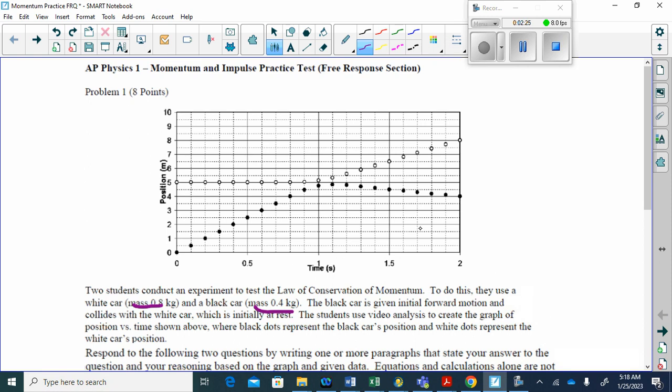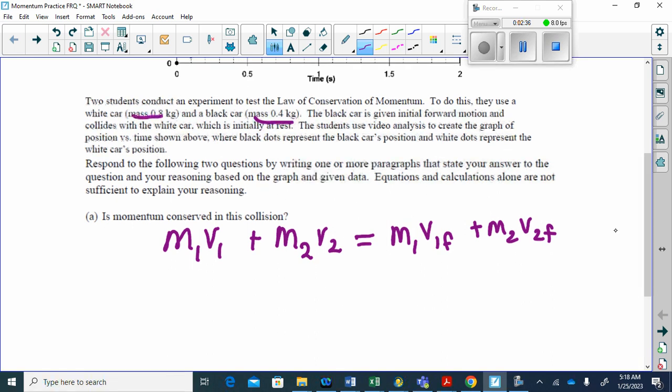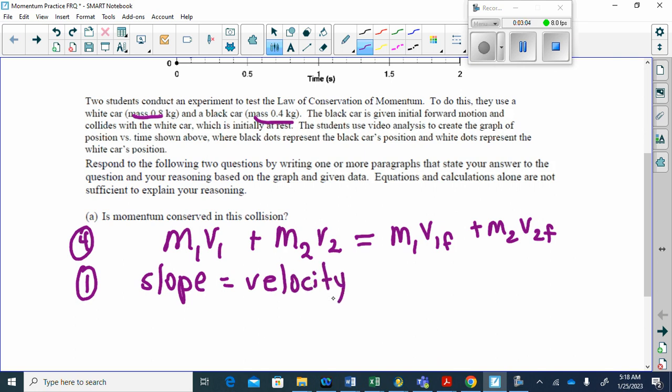If you look at this graph, this is a position versus time graph. The slope of this kind of graph gives you the velocity. So technically, writing this equation is the fourth point in this problem. But the first point is simply stating the slope equals the velocity. Did you describe that the slope of a position-time graph is the velocity of the carts somewhere in your paragraph?